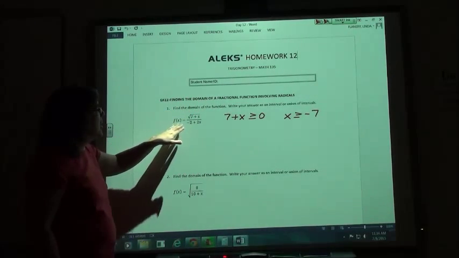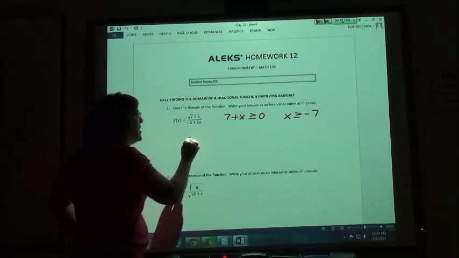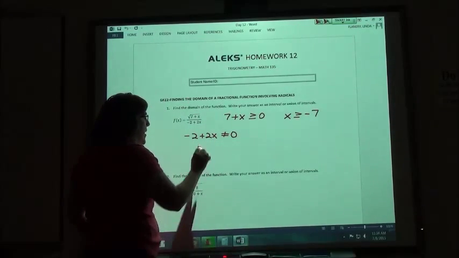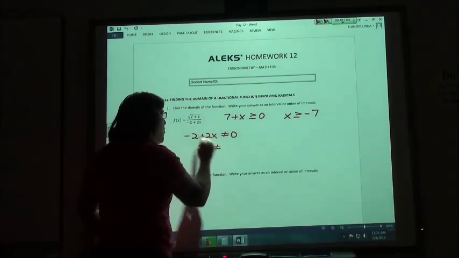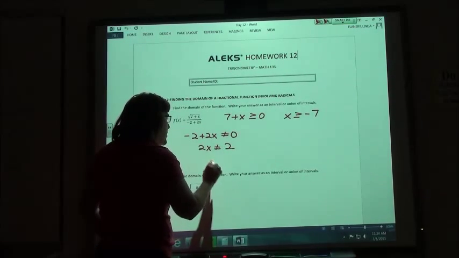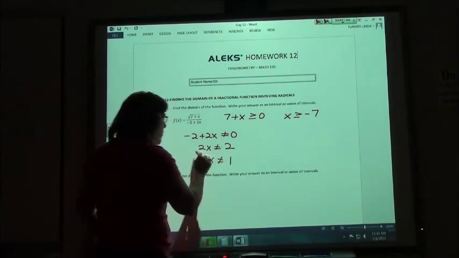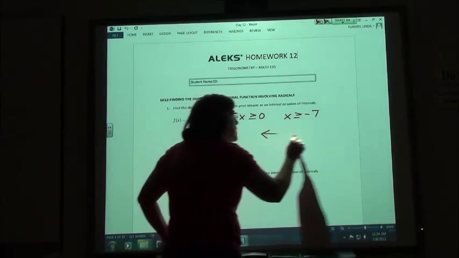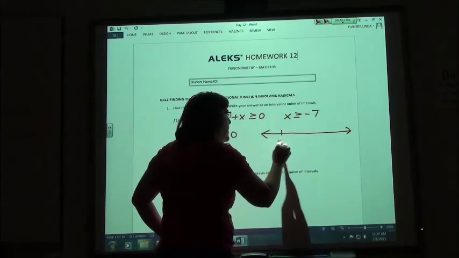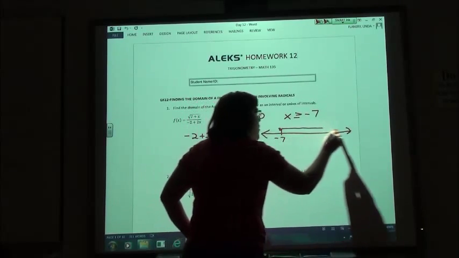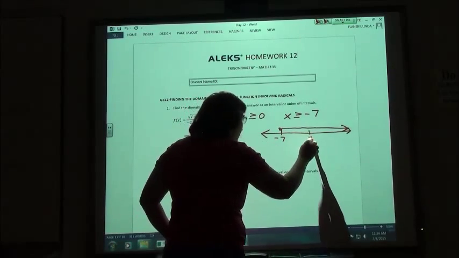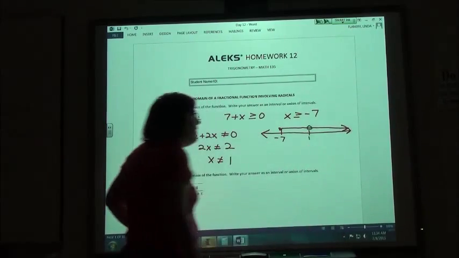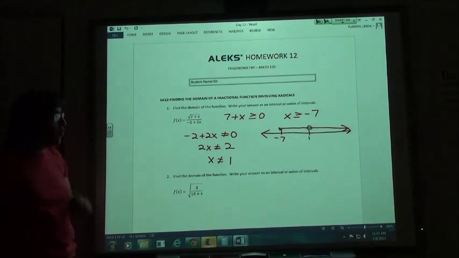For my fraction, the bottom of my fraction, the negative 2 plus 2x cannot equal 0. So 2x cannot equal a positive 2, so x cannot equal 1 when I divide. Since this is included here, let's do this. Negative 7, everything going this way. However, at 1, I'm going to have a hole because I can't be equal to 1.